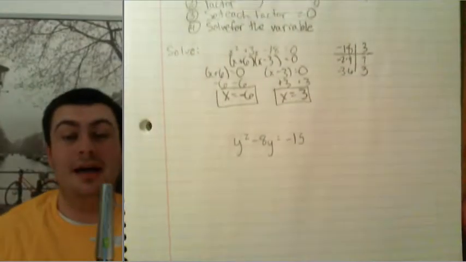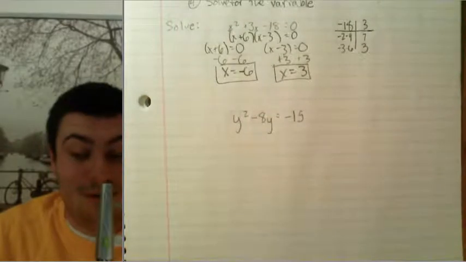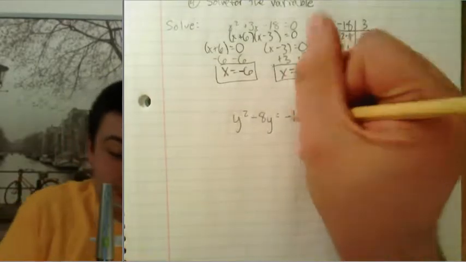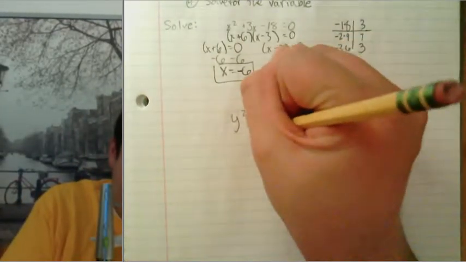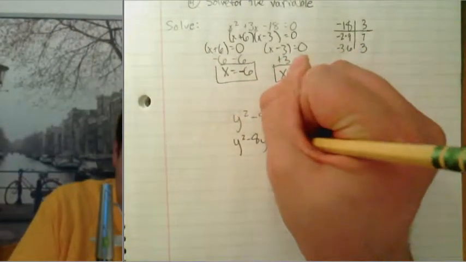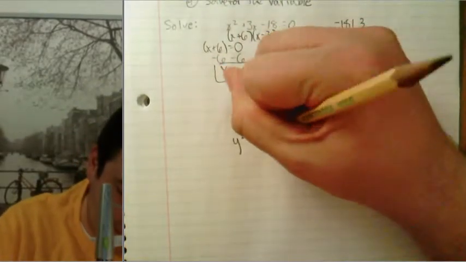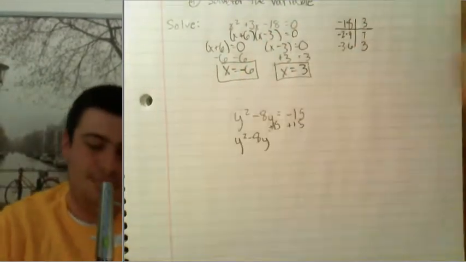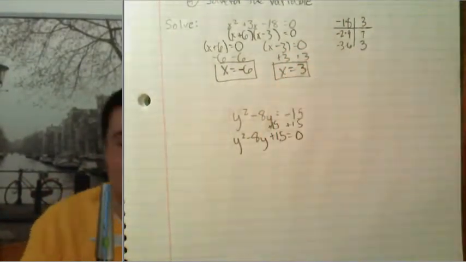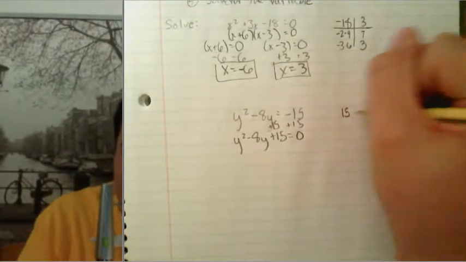Now, we have y squared minus 8y equals negative 15. So remember our first step. If necessary, we need to rearrange the equation to equal 0. This doesn't equal 0, so we need to do just that. I'm going to add 15 to both sides and get y squared minus 8y plus 15 equals 0. Now we need to see what multiplies to 15 and adds to negative 8.